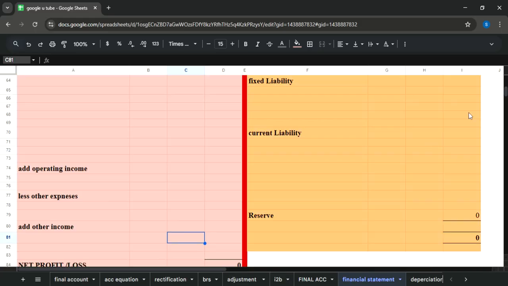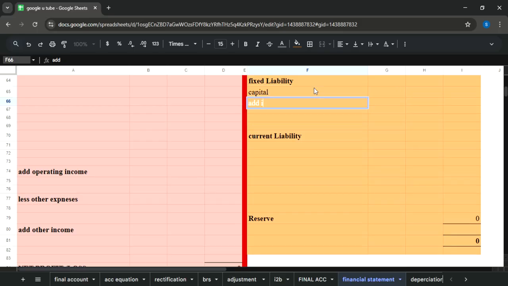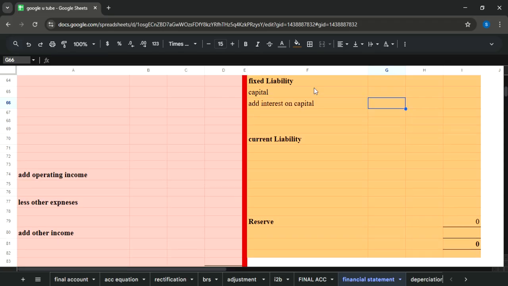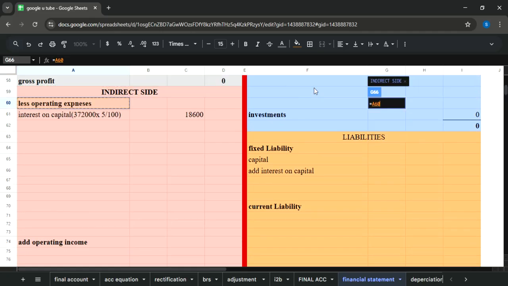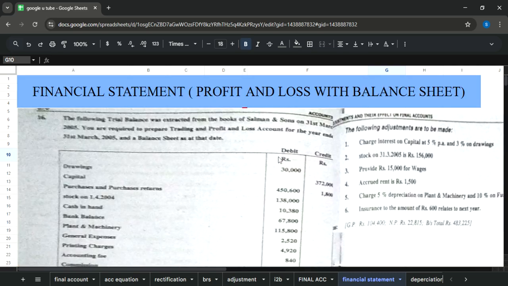After that, for the second effect, you will go to the fixed liability side, and there you will mention capital, after which you will add the interest on capital, which you have just calculated. This interest on capital was 18,600. So you will put this interest on capital to add it to your capital. So guys, the first adjustment has been completed. Both effects are completed. We are now proceeding to the second part of the first adjustment.